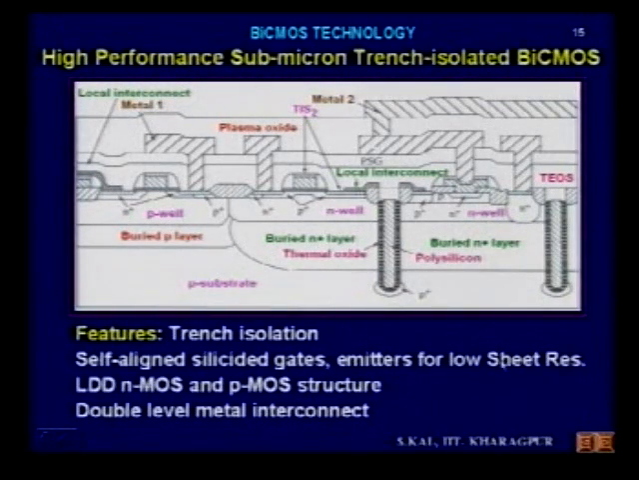self-aligned silicided gates and emitters for low series resistance, LDD NMOS and PMOS structures, this is the LDD structure that has been used here, you see, double level metal interconnect. These are the features of this particular high performance submicron trench isolated BiCMOS. Day by day, more advanced BiCMOS processes are coming, and you can see from the POL BiCMOS to NOL to twin well BiCMOS, and then came this advanced BiCMOS. The process complexity is going up day by day.